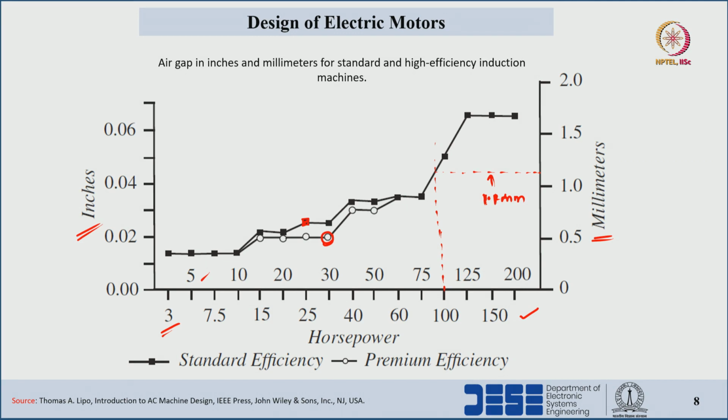We can select directly based on this waveform. This waveform is derived based on different literatures and different standards. Or we can go ahead with the approximate equation. Similarly, for a 50 HP machine, the air gap length will be 0.75 mm for premium efficiency and 0.8 mm for standard efficiency. So, from this waveform we can find the different air gap lengths.